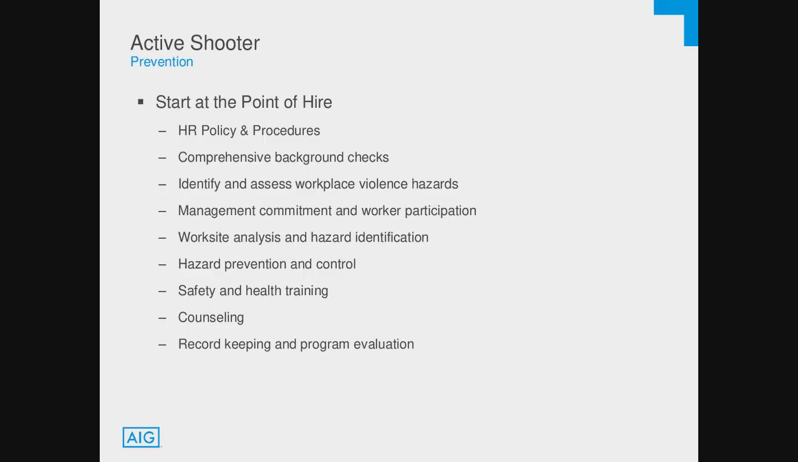Now, start at the point of hire. Now, it's different for churches to do this, but adapt the point of hire to accepting and working with congregants. You can't do background checks, but you can identify and assess workplace violence hazards. You can have management commitment and worker participation. You can have hazard prevention and control. You can have the safety and health training. You can offer counseling if someone gets caught up in a bad situation at home or at work. And then keep record-keeping and program evaluation.